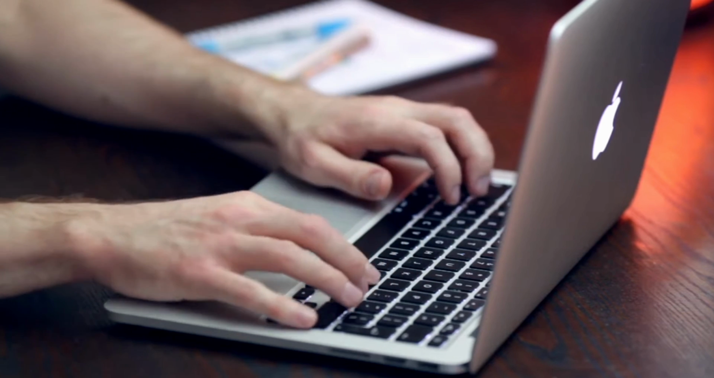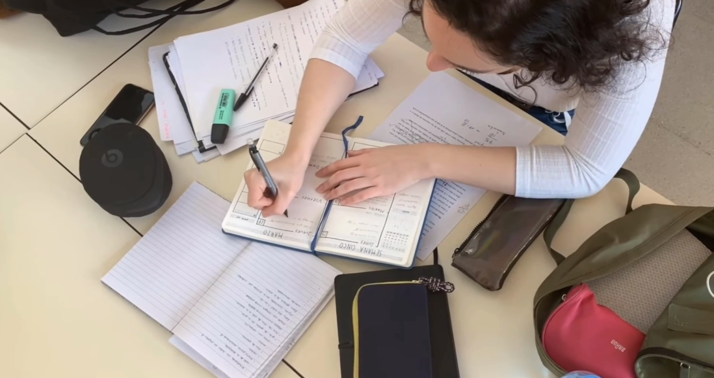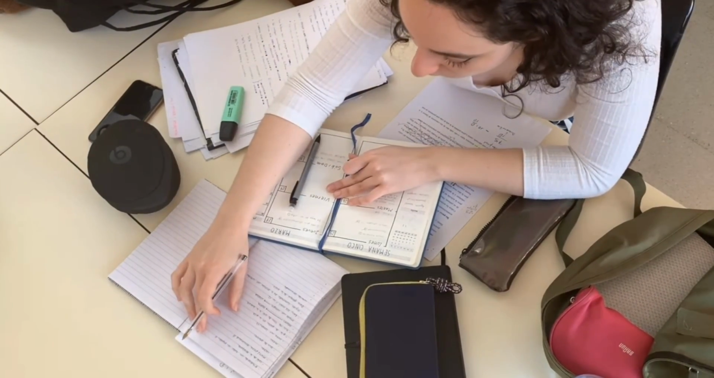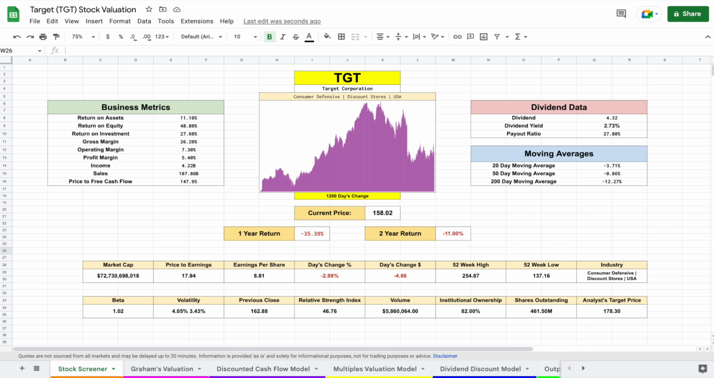So there you go. Those are three ways that you can build a successful dividend portfolio in 2023. These are steps that I use daily in my investing journey. In addition to this, the spreadsheets you saw in this video are tools that I use every single day to help me be the most successful dividend investor that I can be.